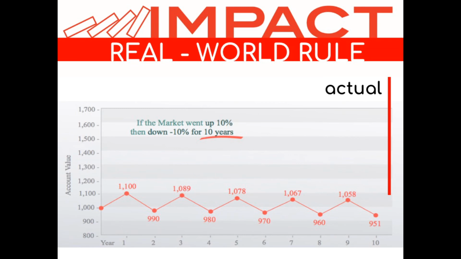And so it's looking at the per year growth or loss of an investment, seeing what it does year by year, and finding the actual return. So that is the difference between actual and average return in our real world rule of money for today.